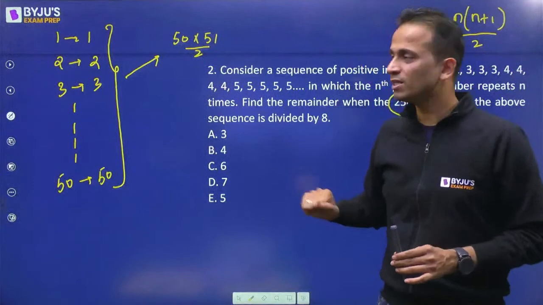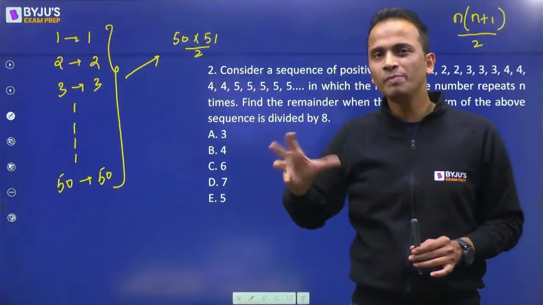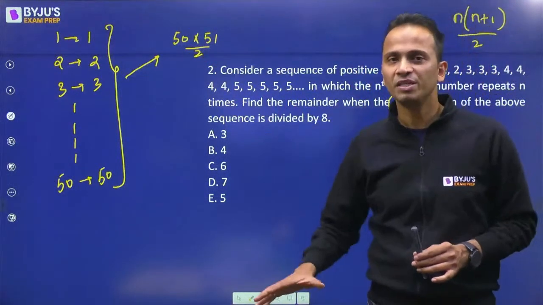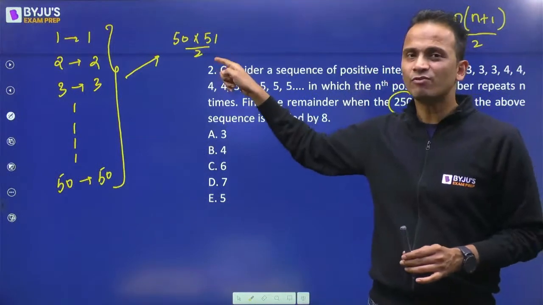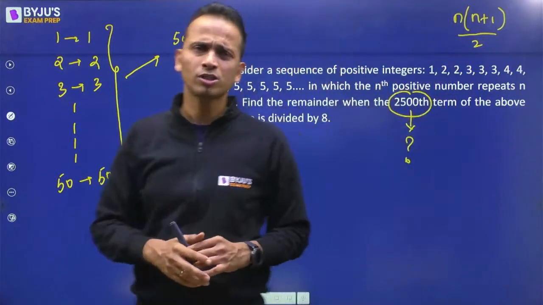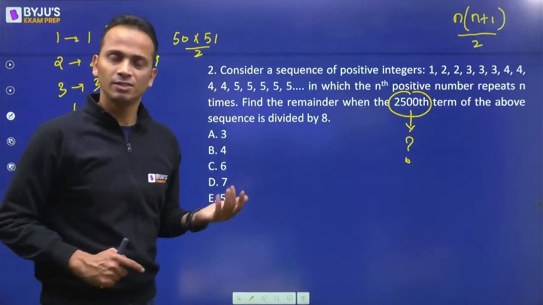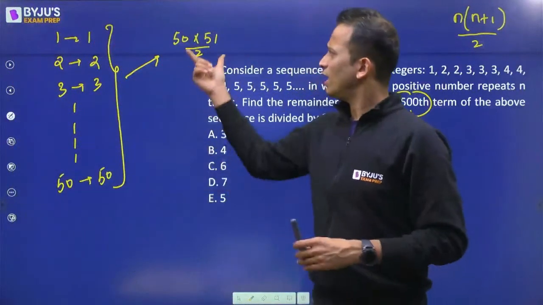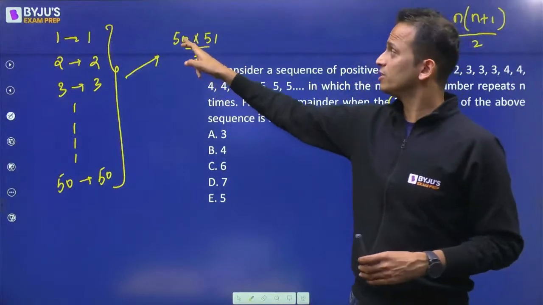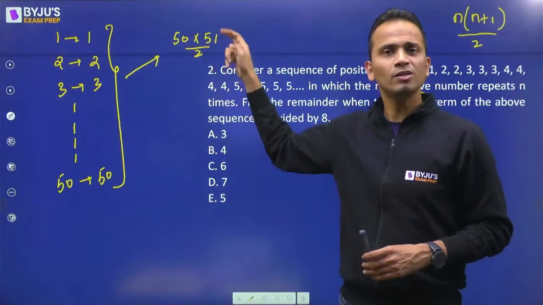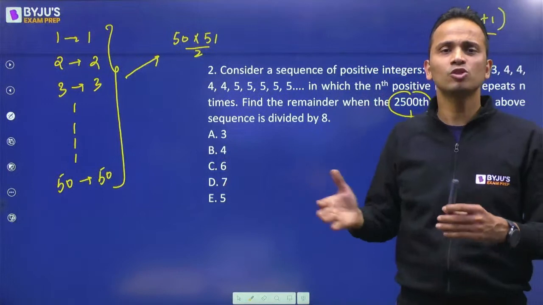So that means up till this point, approximately 1200 terms have been written. I'm not calculating the exact value, I'm just approximating these numbers. If you calculate the exact value, it will take more time. Okay? If you approximate, around 20, this product will be around 2500. 2500 divided by 2 is 1200 something.